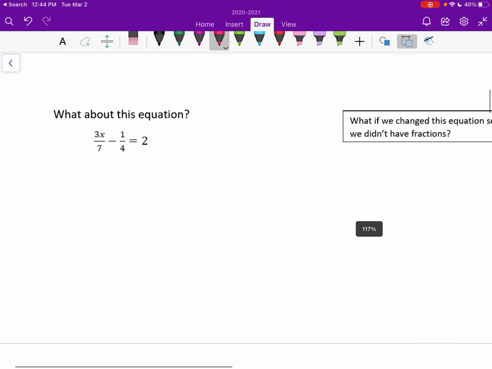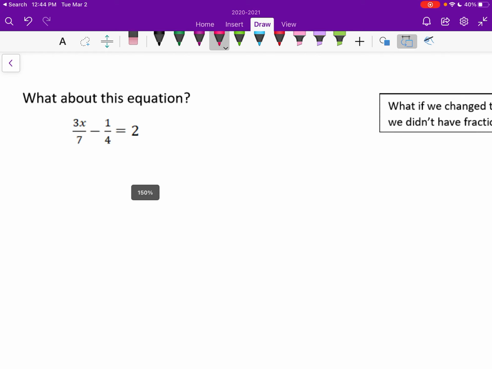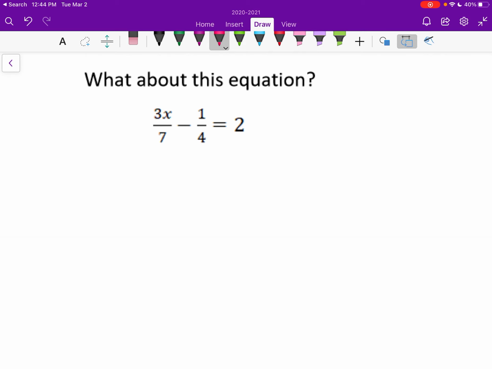So we're going to do this with this equation over here, and I'm going to do it two ways. So the first way you could do this is that you could say, okay, 3x divided by 7, I'm going to move the 1 over 4 to the other side, and do all of that. So let's do it the way that traditionally we would approach this. So I'm going to do 3x divided by 7 minus 1 over 4 equals 2.